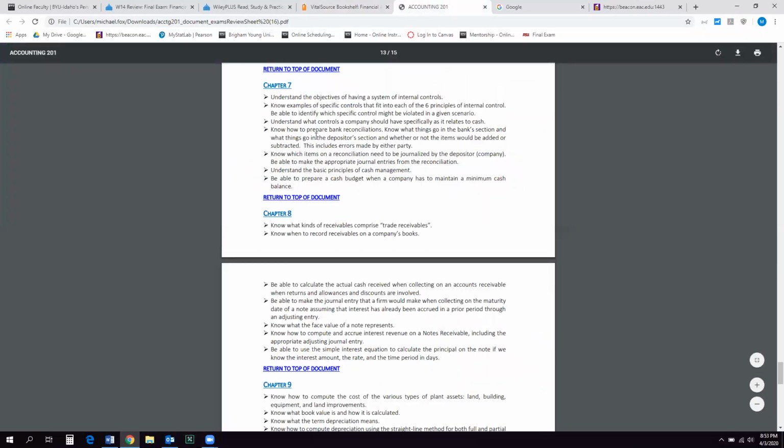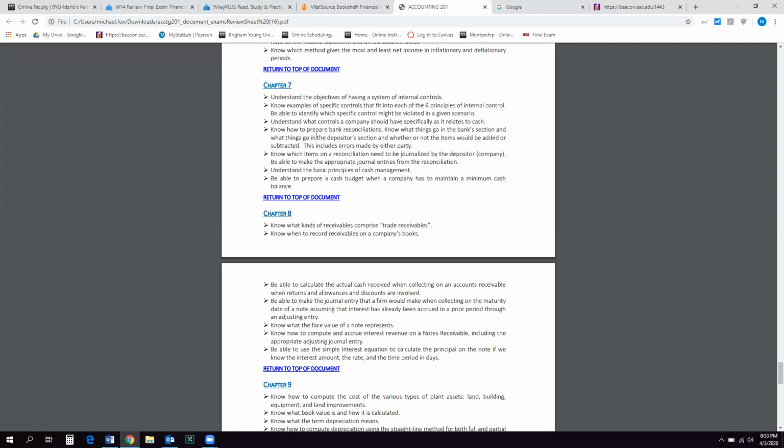All right, so here's the big problem for chapter 7: know how to prepare bank reconciliations, know what things go in the bank section and what things go in the depositor section, and whether or not the items would be added or subtracted. In other words, you have to be able to do a bank reconciliation. Remember, when you do a bank reconciliation, you start with the bank's balance, then you add any deposits in transit and subtract out any checks that have not been cleared yet, so uncleared checks. And then you would make any other adjustments for like an error or something. And then you get your adjusted bank balance.